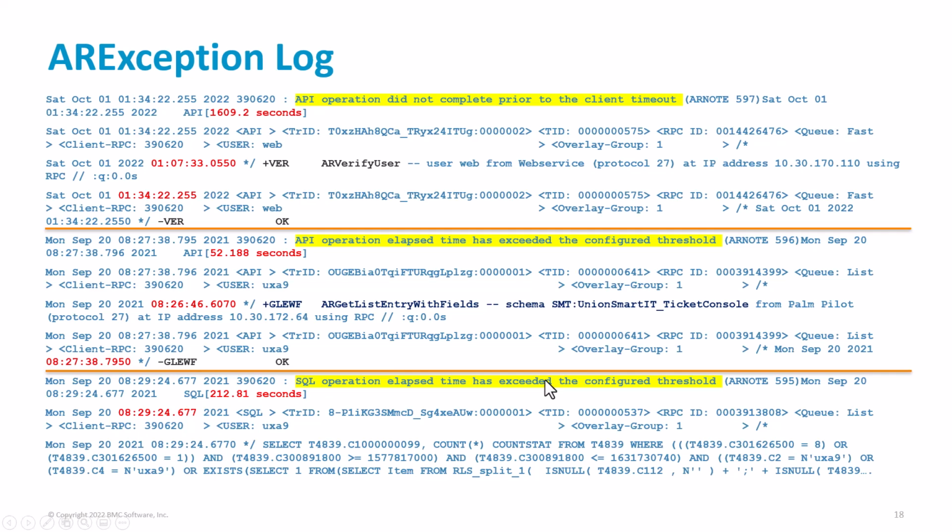Now here's an example of a couple snippets from an ARException log. You'll see in the first example, API operation did not complete prior to the client timeout. So in this case, it was a VER call. A VER call is just to verify user. When a user logs in, this API call gets run. And this API call took 1,609 seconds to run. So that's something that's really bad.